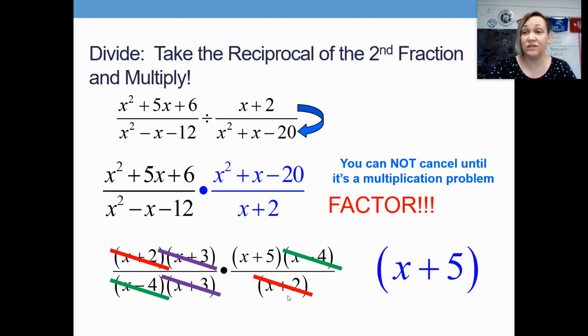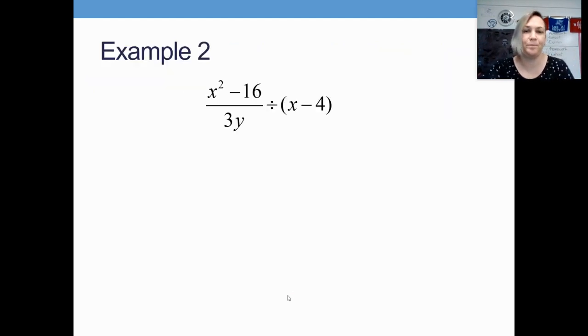If you wanted to keep this a fraction, you would need to put it over 1. And I would give you full credit on the test if you kept this over 1. I don't have any issues with that. Let's try one more just to make sure we got this under control, and then we're done for this chapter.